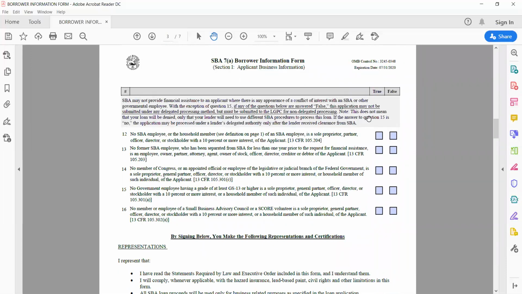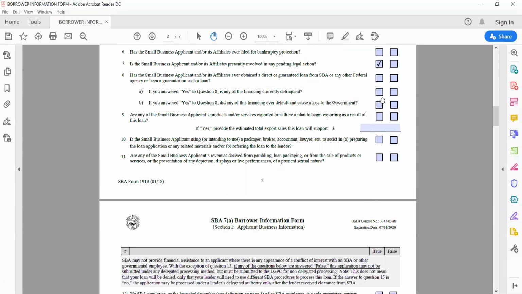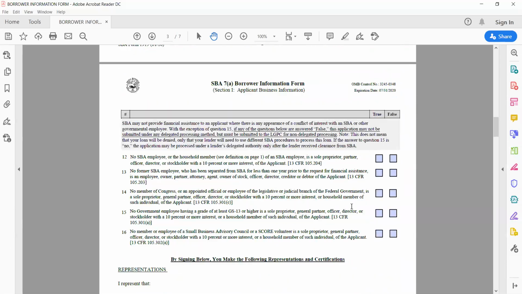Next section here, it's true and false. So instead of yes and no, we went from yes and no questions to true and false. Anything that has a false check mark is going to need additional documentation. So read through these very carefully and understand that they're looking for the true statement. If this is true as it reads, or if it's false, then you need to click false and then provide additional documentation.